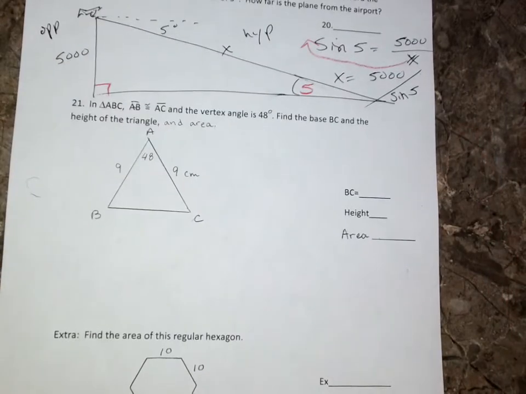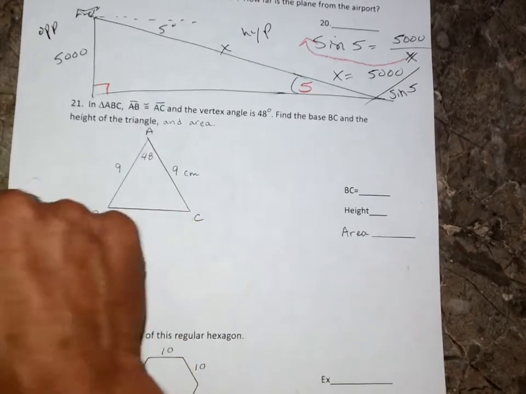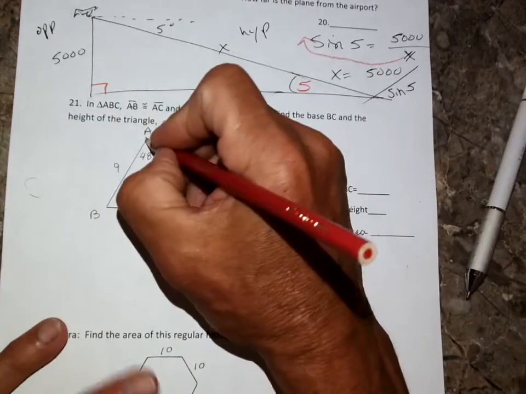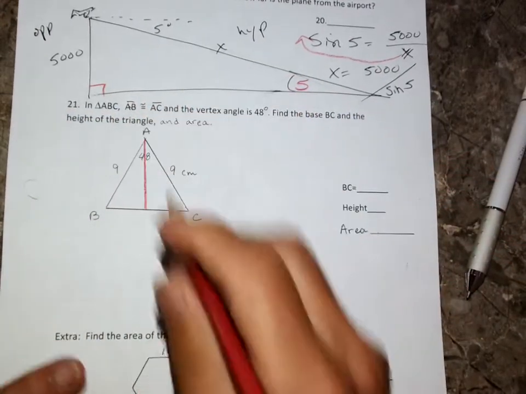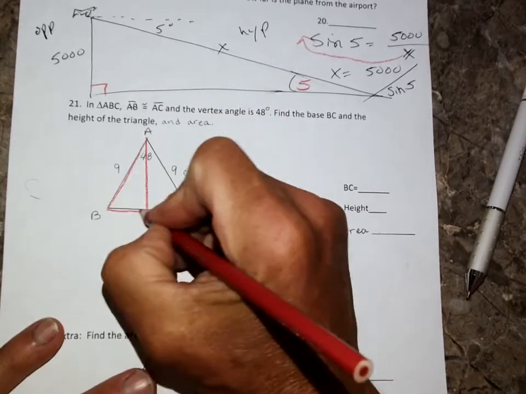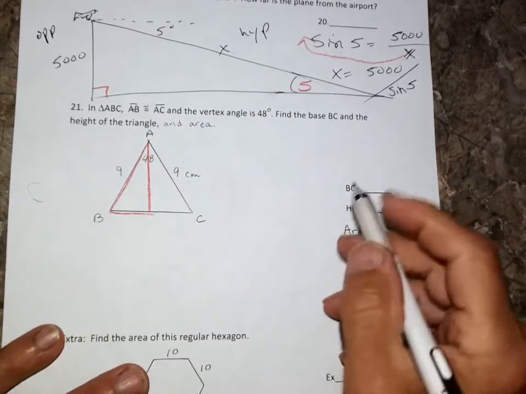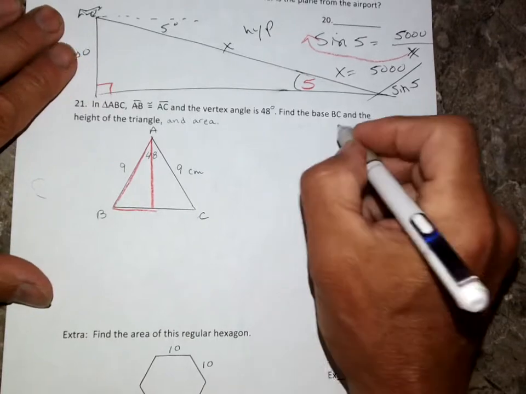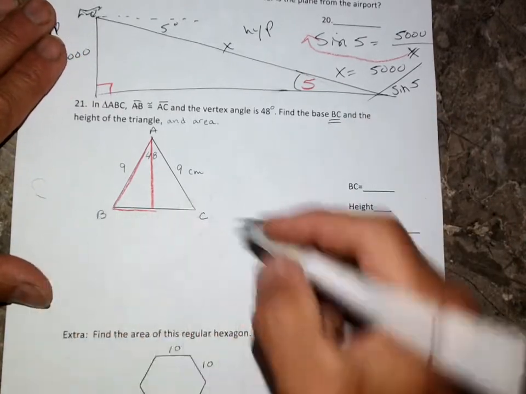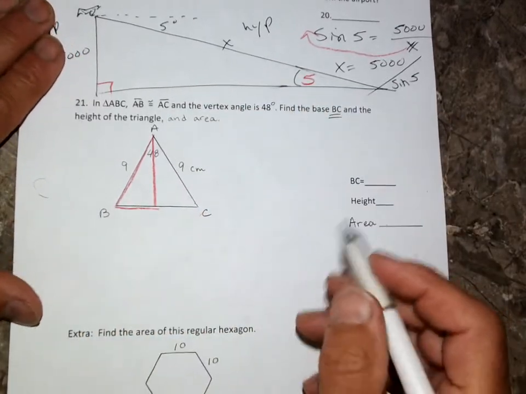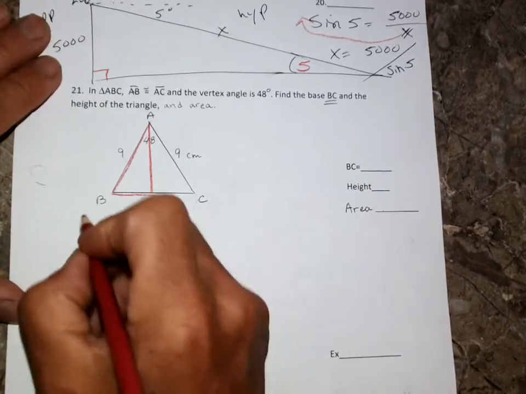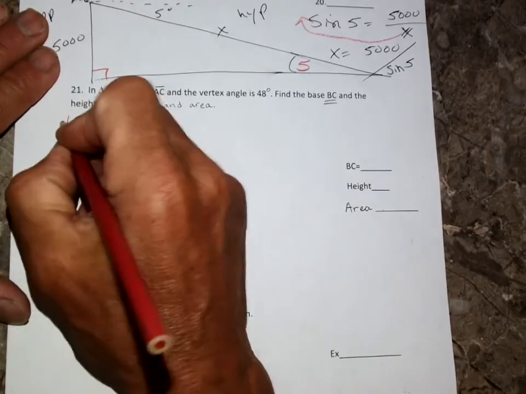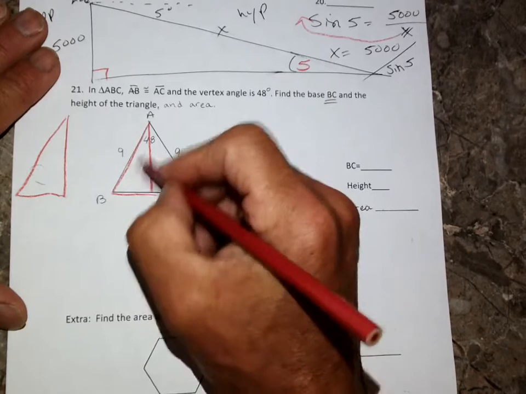Okay, 21. Here we go. I need a right triangle. So the first thing I'm going to do is just make this into a right triangle, and let's take a look at this half of it. If we need to find the base, BC, and the height, and then the area, let's first take a look at this triangle. Superimpose the triangle over here. Just draw that right next to it. There it is. There's my triangle.